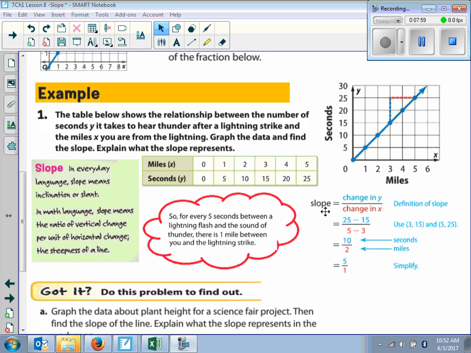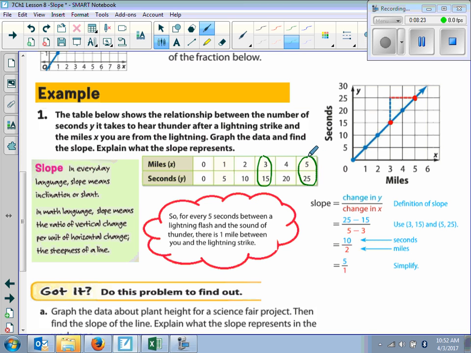Okay, so when we find the slope, we want to look for the change in the y, and we're going to put that over the change in the x. So we're just going to count from one point to the other. So here they chose (3, 15) and (5, 25).